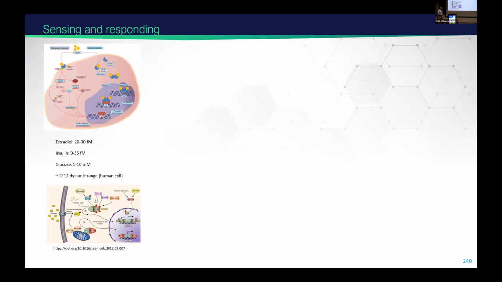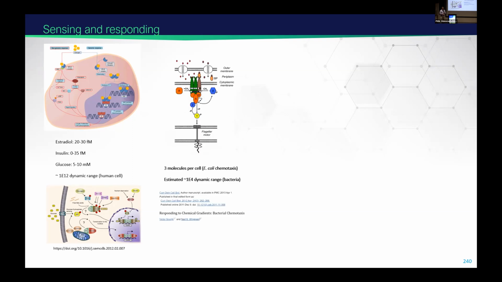So we use live systems as sensors. We know very well that, for example, in humans, we have a large dynamic range of sensing. So we can sense chemicals that are in the femtomolar range up to millimolar, for example, glucose versus insulin. Bacteria probably don't have that same dynamic range, maybe 10 to the 4th or so. But for example, E. coli can sense 3 molecules when it comes to chemotaxis. Obviously, this is not a transcription factor-based system.